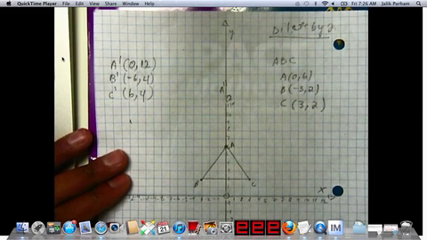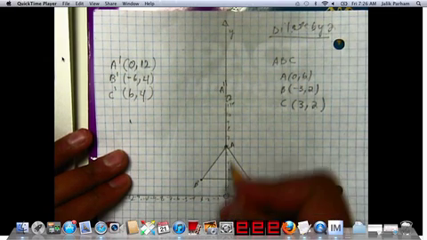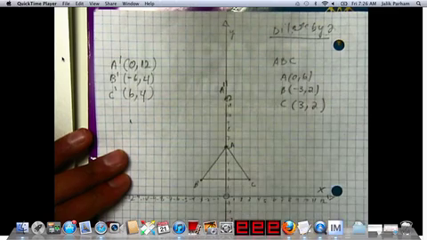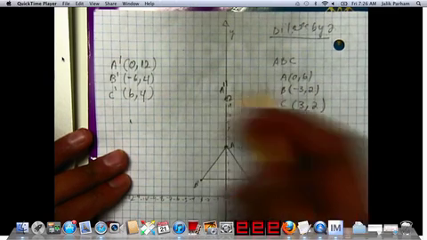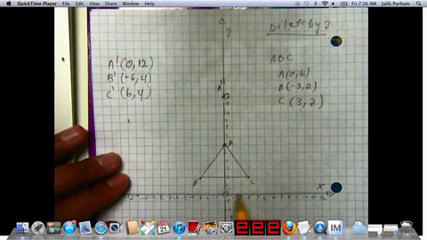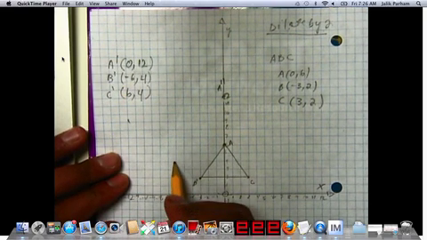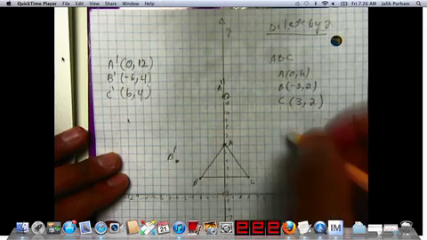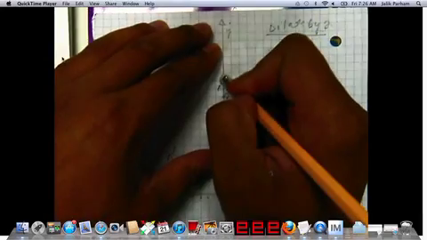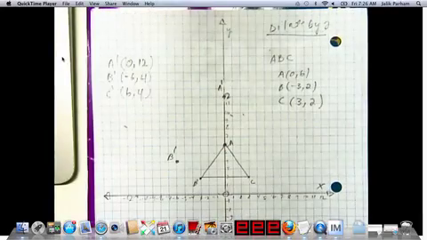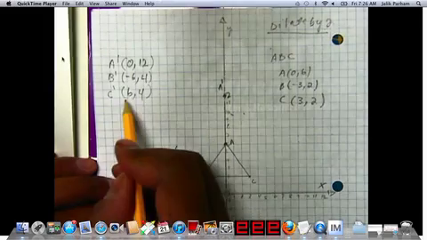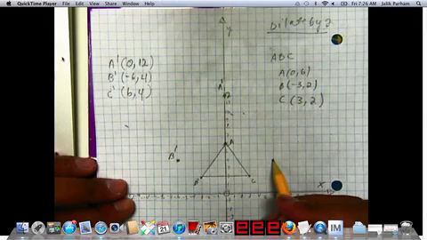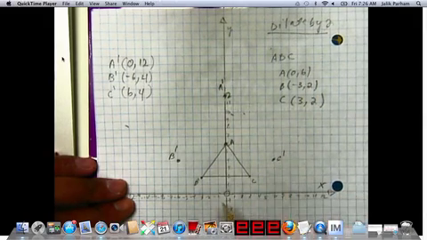Now all we're going to do is plot it. 0, 12 is right here and labeled A prime. Next, -6, 4. -6, go up to 4. That's B prime. And finally, 6, 4, go to 6, go up to 4, and that's C prime, okay?